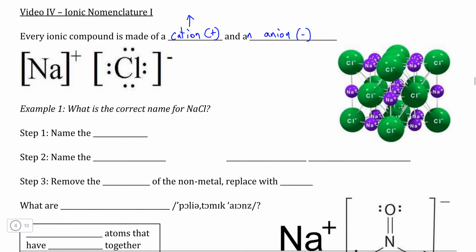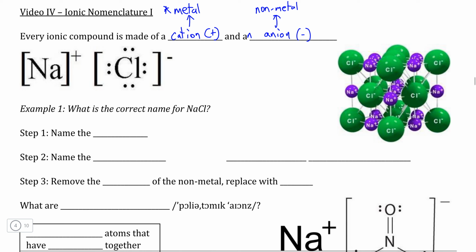Now, most of the time, the positively charged ion is going to be some sort of metal. So if there is a metal within the compound, there's a very, very strong chance that you're dealing with an ionic compound. The anion, however, can be a single nonmetal, as it is with our sample compound NaCl, but as we'll see in the second half of this video, that is not always true.